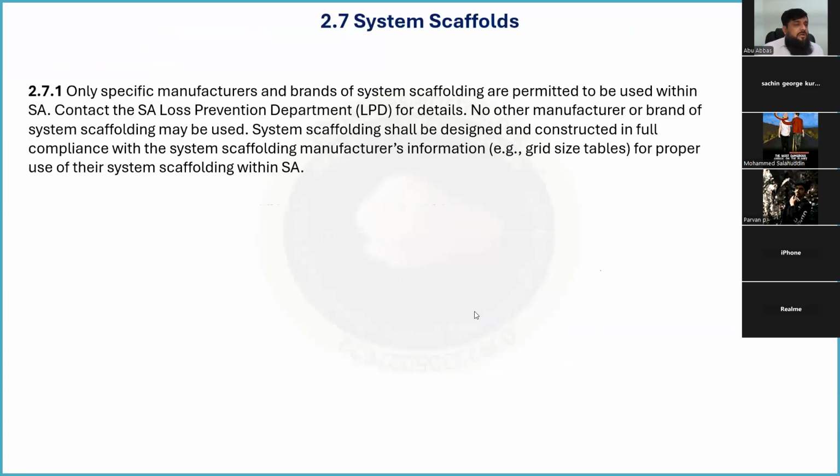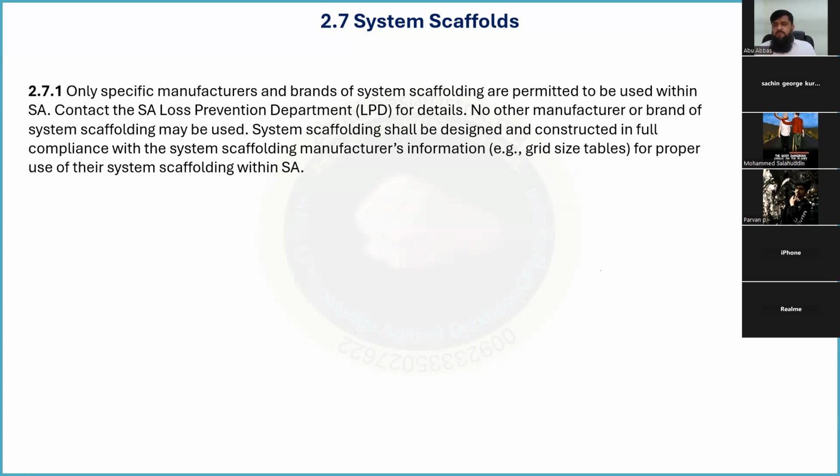Okay, system scaffold: only specific manufacturers and brands for system scaffold are permitted to be used within Saudi Aramco. Contact the area Saudi Aramco Loss Prevention Division, LPD, for details. No other manufacturer or brands of system scaffold may be used. System scaffold shall be designed and constructed in full compliance with the system scaffold manufacturer's information, grid size table.